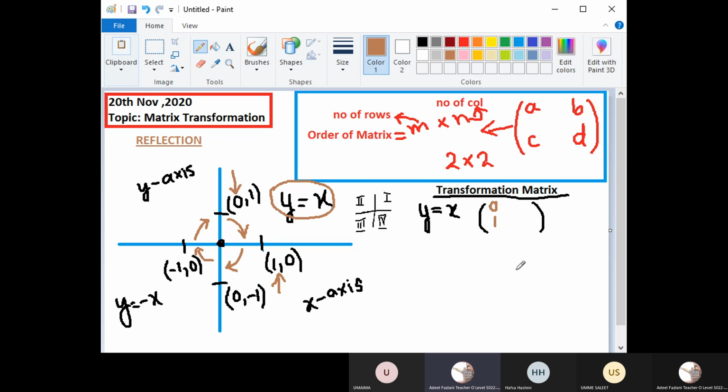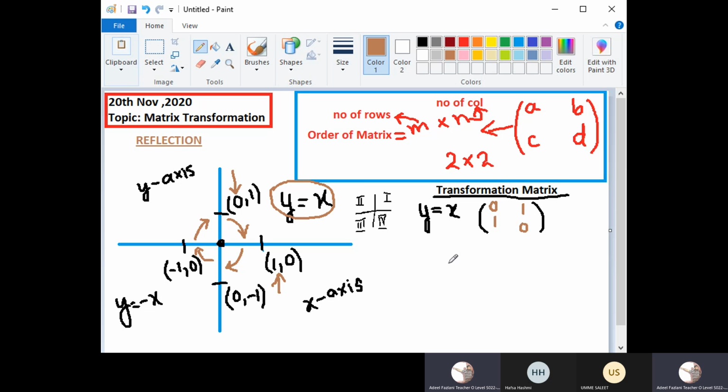Yes or no? Yes, class? Yes, sir. Okay, you tell me the next one now. What would be the other matrix then? If it is 0 and 1 for y is equal to x, what would be the other one? Come on. 1, 0. 1 and 0. Excellent. This is what you have revealed, the matrix for y is equal to x.